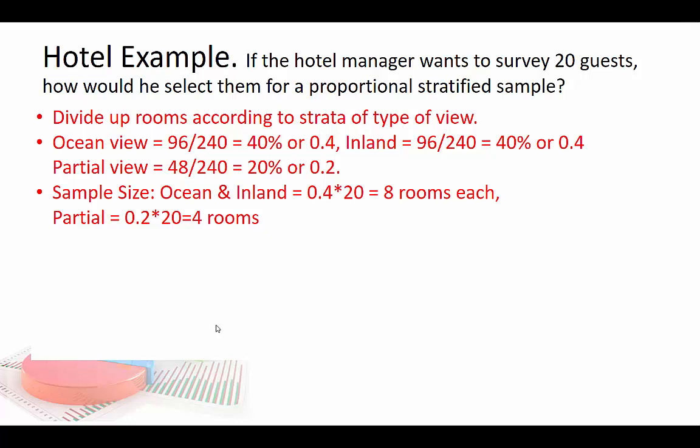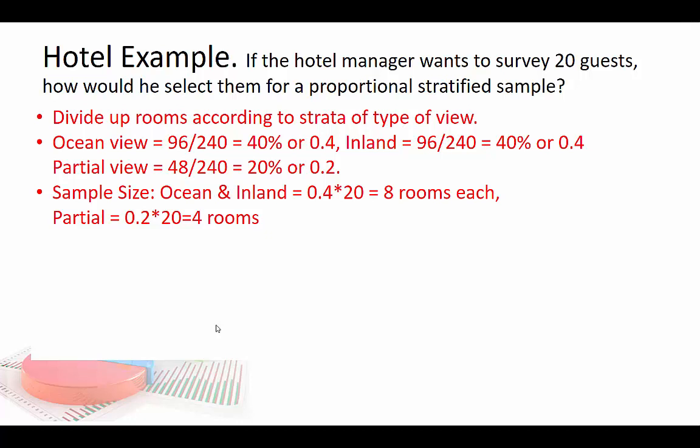So your sample size, well, what you're going to do for ocean and inland, those are both 40%. So we just need to do one calculation. 0.4 times 20, so we're going to do 8 ocean rooms and 8 inland rooms. For the partial view rooms, that's 20%, so we go 0.2 times 20, that gives us 4 rooms.